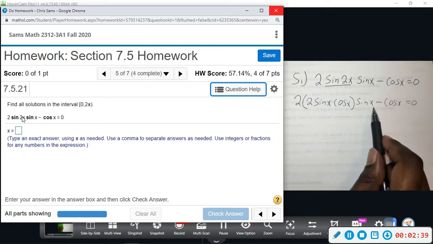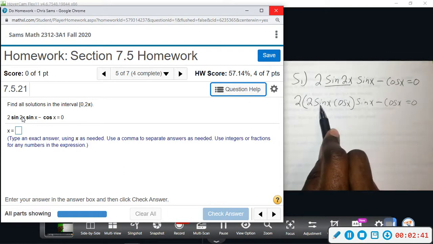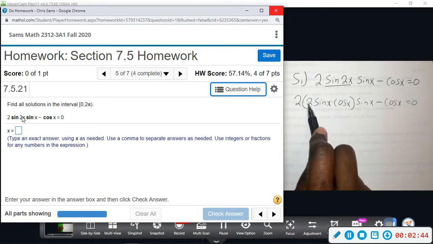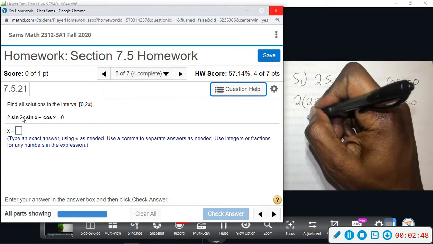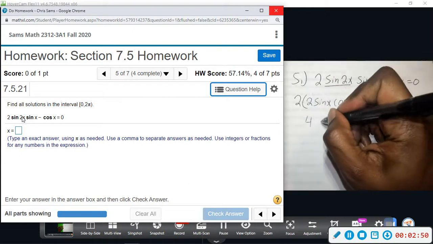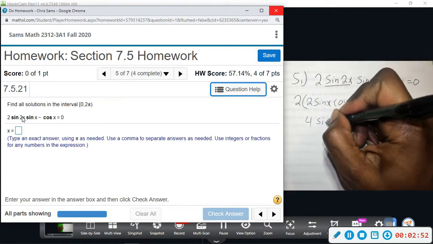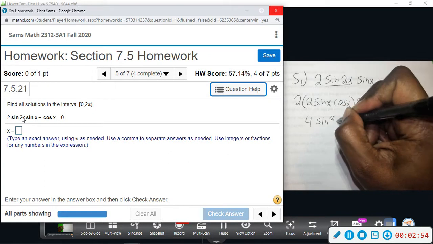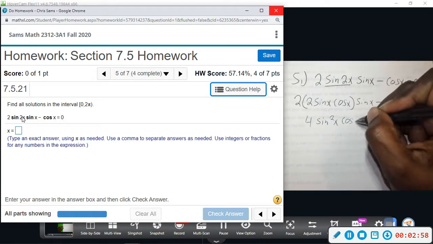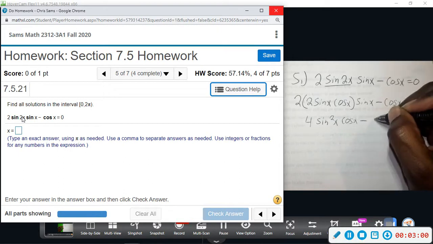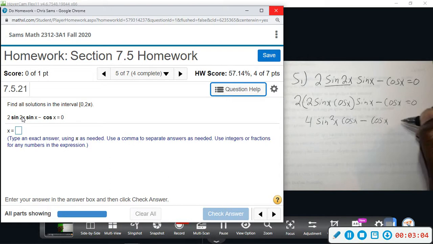Alright, so I'm going to multiply sine, so it's going to give me sine squared. I'm also going to multiply the 2 times its number, it's going to give me 4. So simplifying, this gives me 4 sine squared x times cosine x minus cosine of x equals 0.